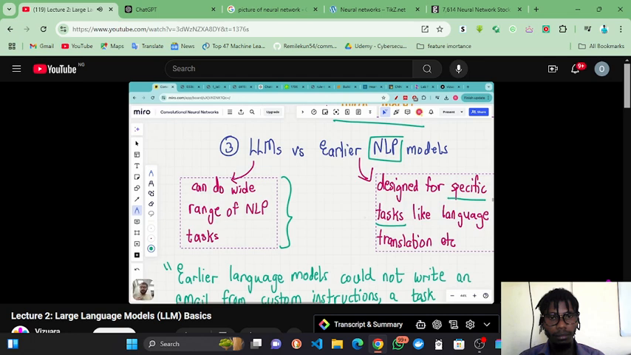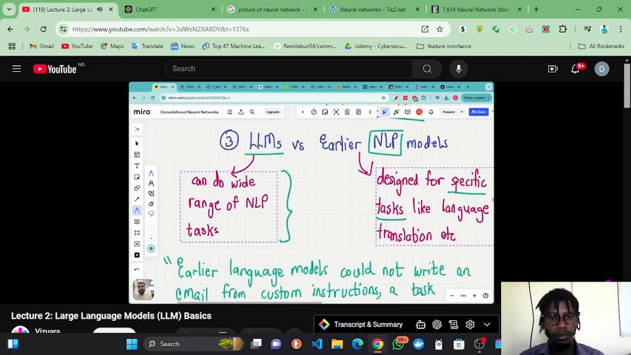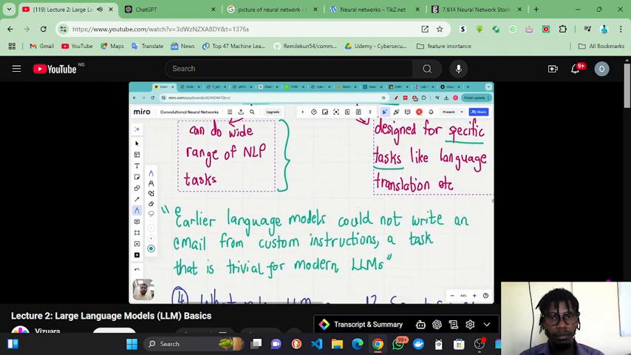It turns out that if you train a GPT for text completion, that same architecture works well for language translation also. It's pretty generic that way. That's one difference between LLMs and earlier NLP models. Earlier NLP models were designed for specific tasks. Modern LLMs can do a wide range of NLP tasks. The second difference is based on an application. Earlier language models could not write an email from custom instructions. It was very difficult for them to do that.